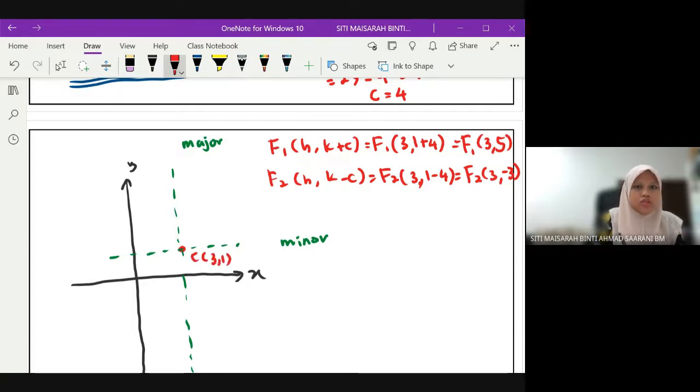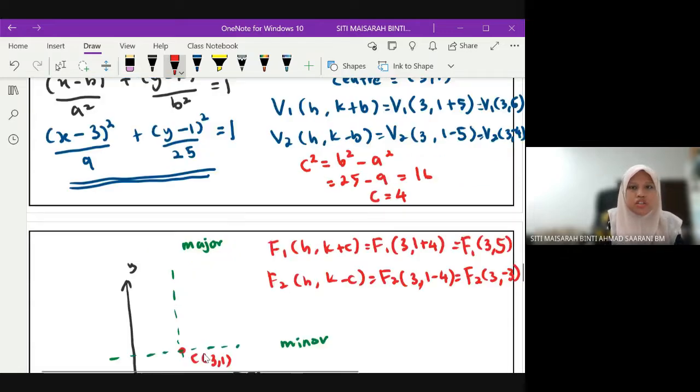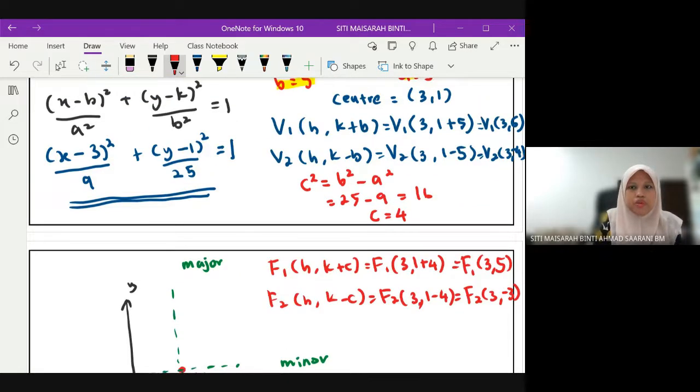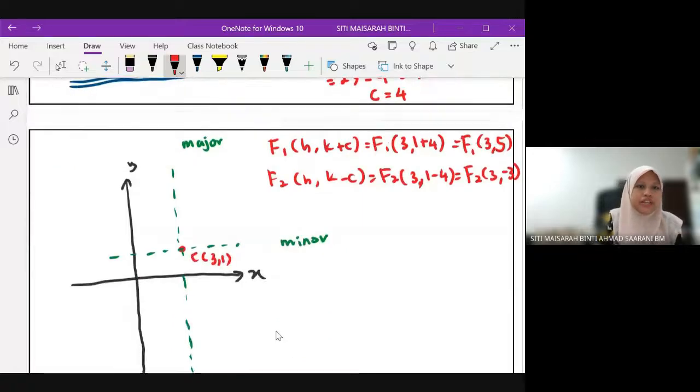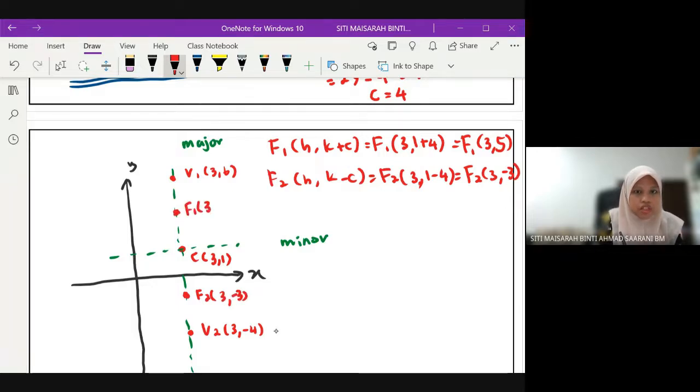Okay, then V1 is (3, 6). V2 is (3, -4). Okay, roughly here is B1 (3, 6), and then roughly the distance, B2 is (3, -4). Then F2 is (3, -3). Then F1 is (3, 5).